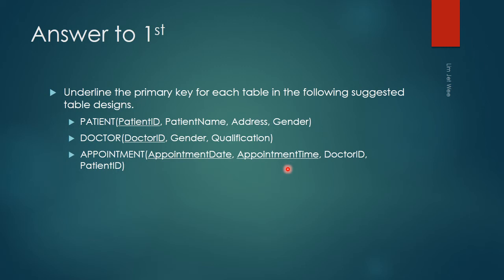Now, the reason is because a patient can see the same doctor multiple times for appointments. So under that type of rules and conditions, the primary key will not be unique. But we all know that a primary key must be unique. So a more appropriate composite primary key will be the date and time.